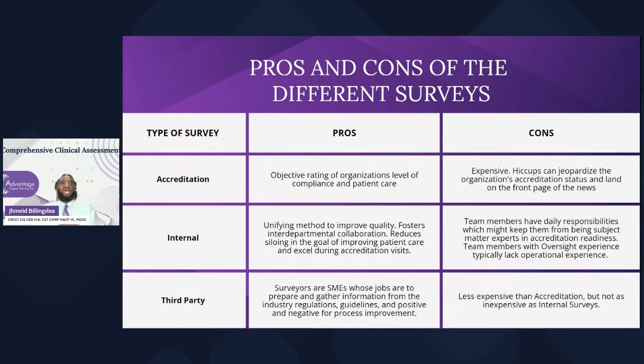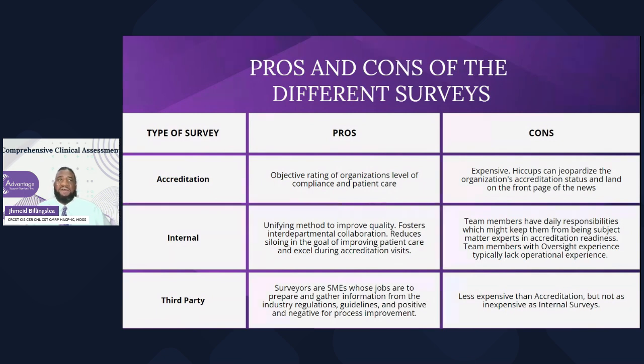So the pros and cons of the different surveys. Obviously, accreditation surveys, we have to do those, right? And it's an objective rating of the organization's level of compliance and patient care. The con is that it's expensive. That's one of those things that we don't realize. When you have a finding on an accreditation survey, when they come back to revisit, that's a charge. When CMS comes in, that's a charge. And hiccups on this survey can jeopardize the organization's accreditation status. And unfortunately, as we talked about before, land on the front page of the news.